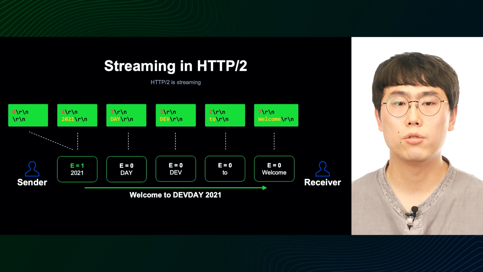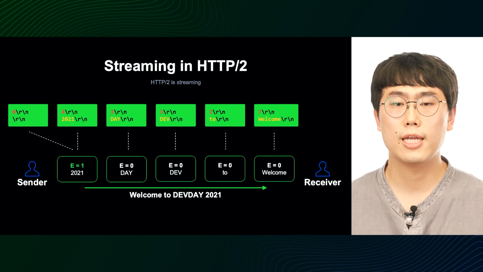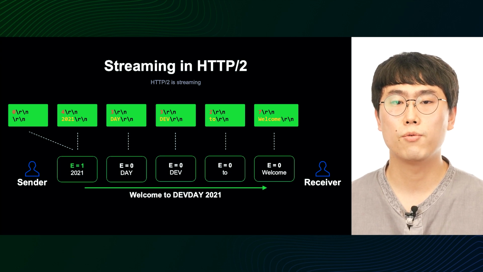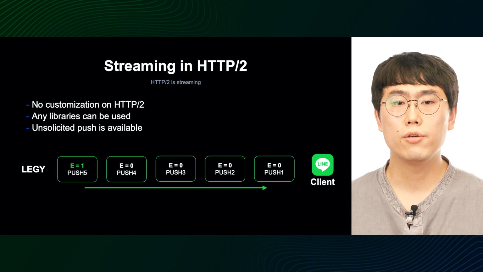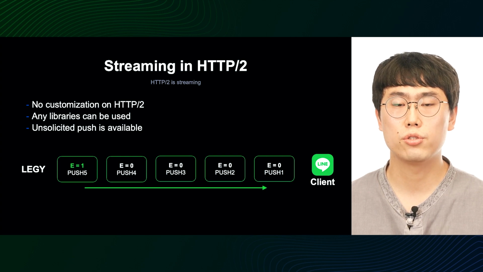In HTTP2, the message body is divided into multiple data frames. HTTP2's data frame intrinsically works as chunk transfer in HTTP 1.1, which means HTTP2 naturally supports data streaming. We use this streaming nature of HTTP2 to send push, and we call this streaming push.